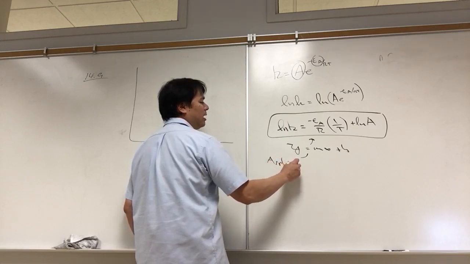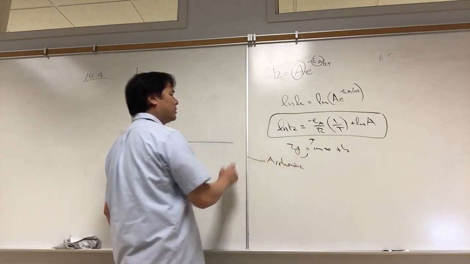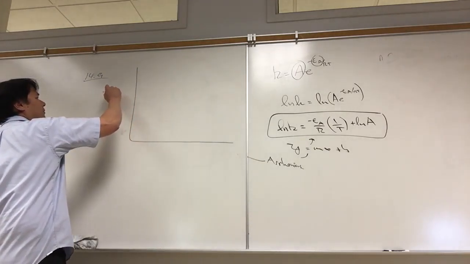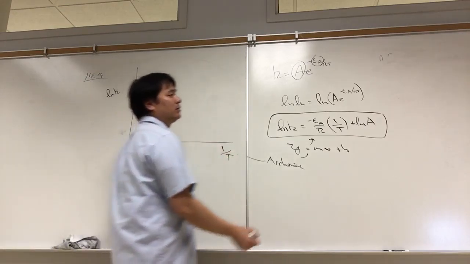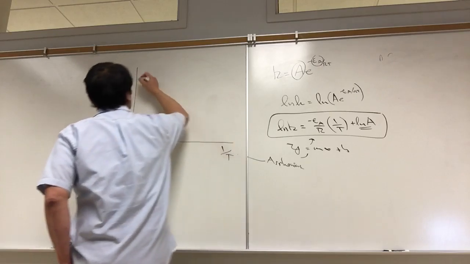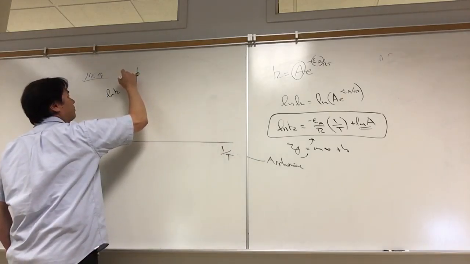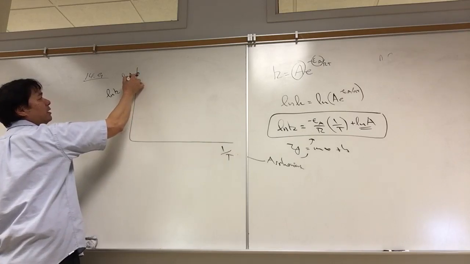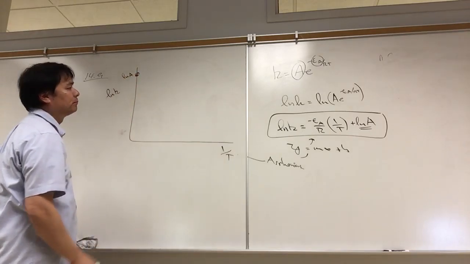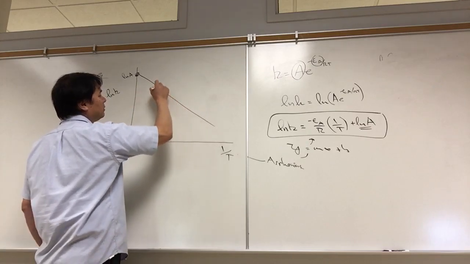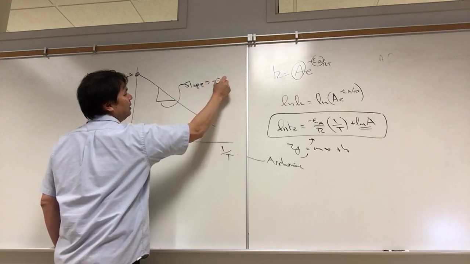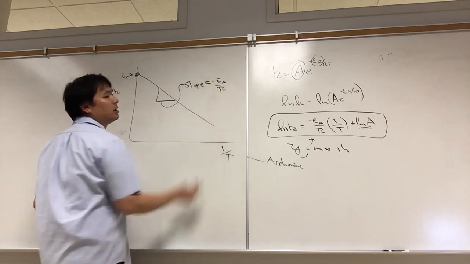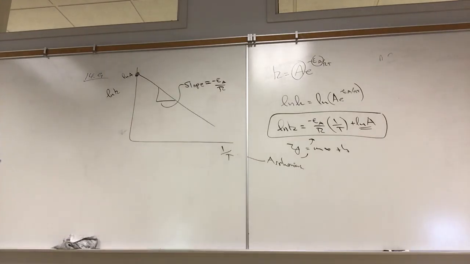An Arrhenius plot is if we plot the ln of k here and 1 over T here. Then the intercept is going to be ln of A, and so from the intercept we can calculate what A is by taking the inverse natural log. The slope equals minus EA over R, where R is just the gas constant. From the slope we can get the activation energy, and from the intercept we can get the frequency factor.